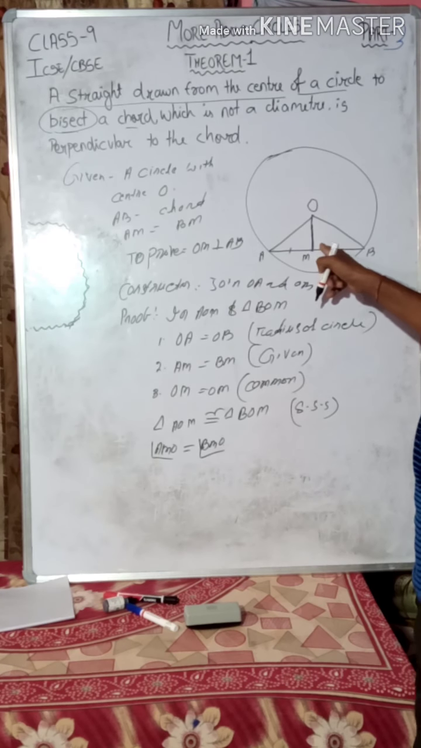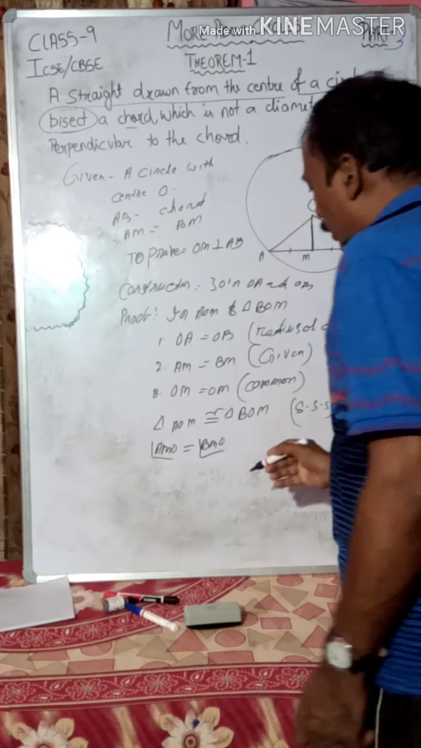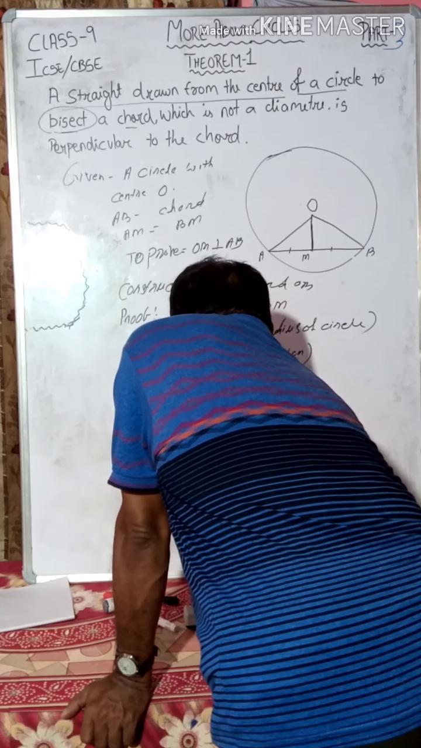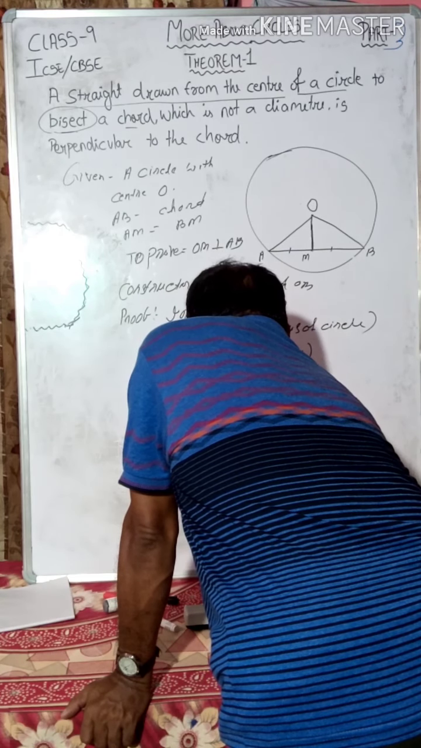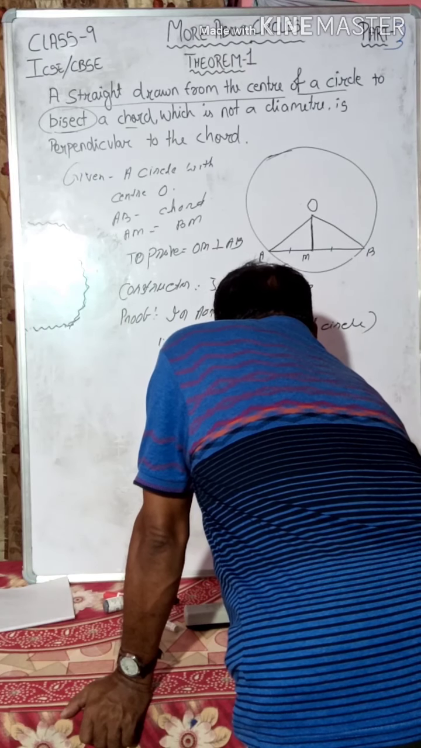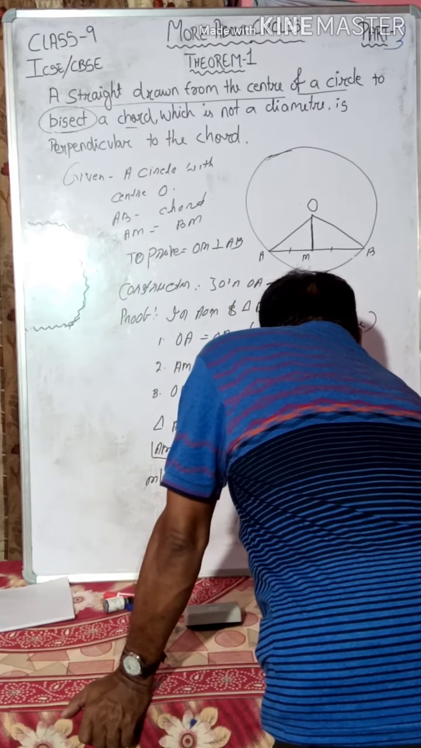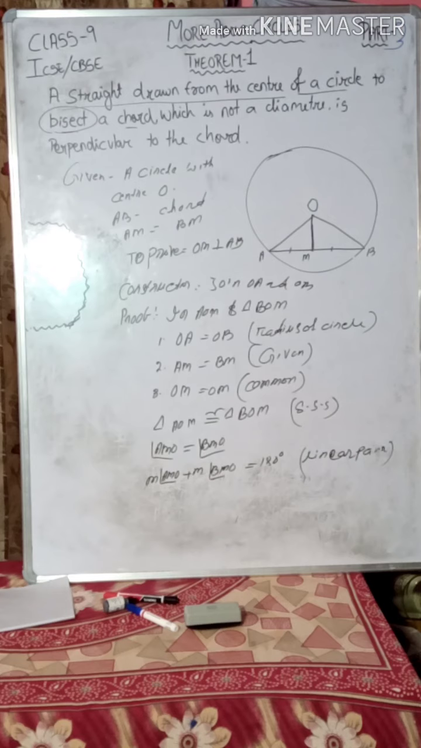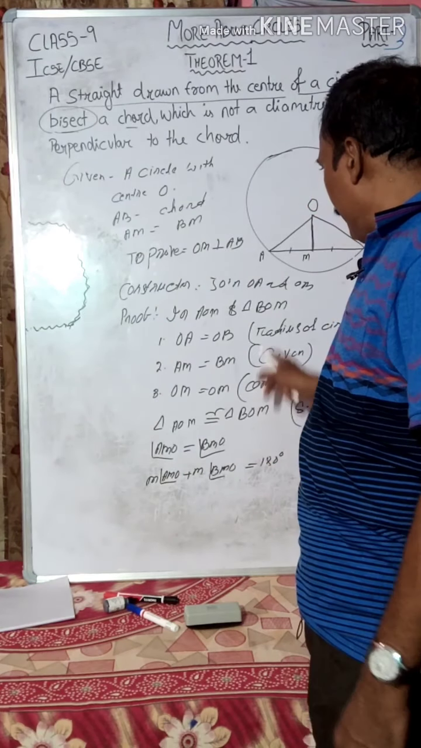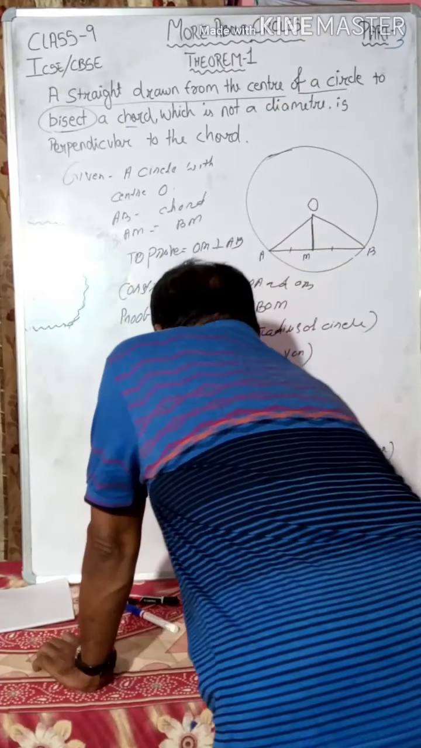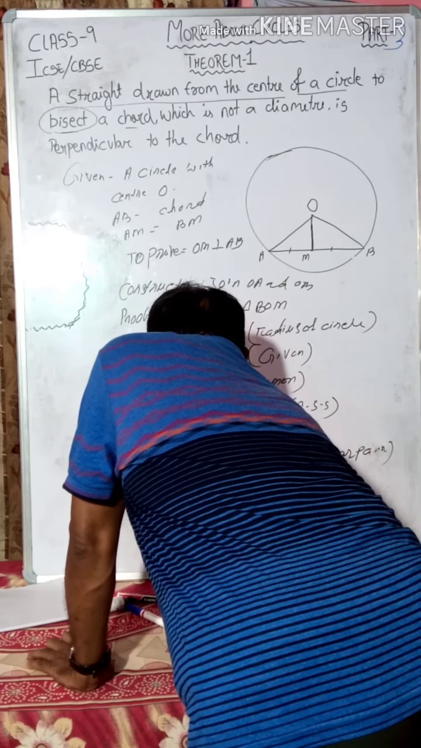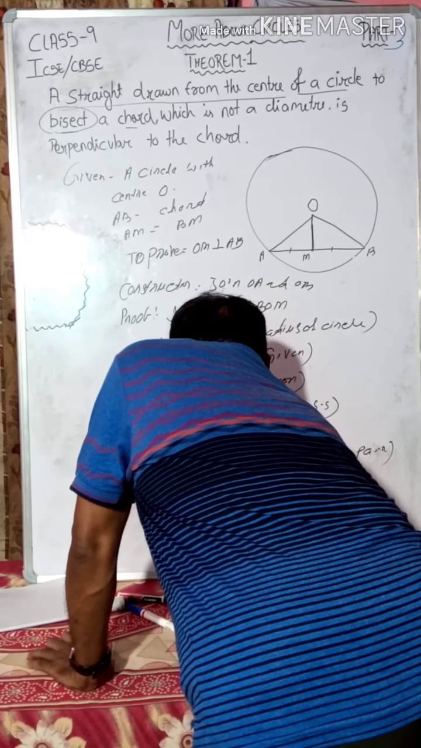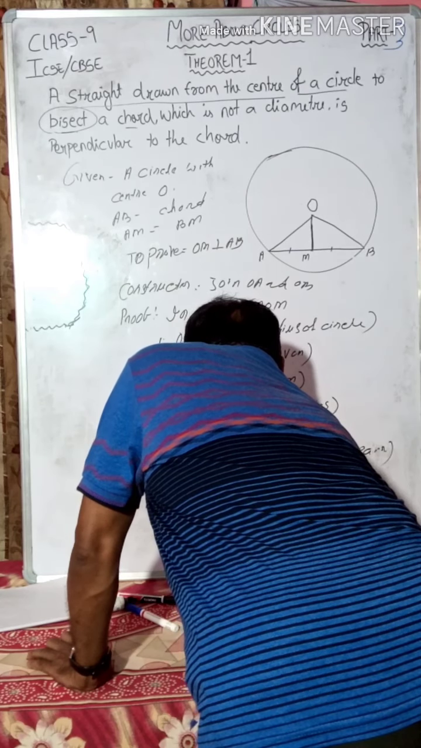AMO is equal to BMO, but the sum of two angles is 180 degrees. That means the measure of angle AMO plus the measure of angle BMO is equal to 180 degrees, because they are a linear pair, because the two angles are supplementary to each other. So the sum of the two angles is 180 degrees, but they are equal. So each angle is 90 degrees. So the measure of angle AMO is equal to the measure of angle BMO, that is equal to 90 degrees.